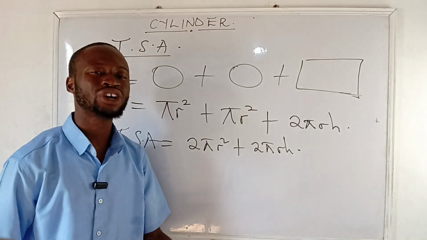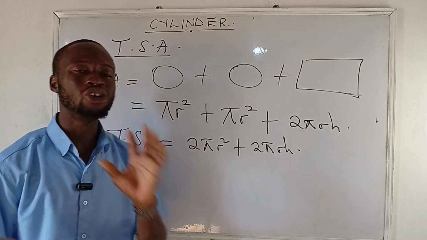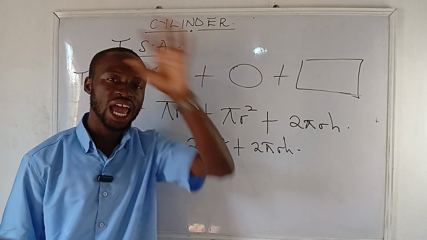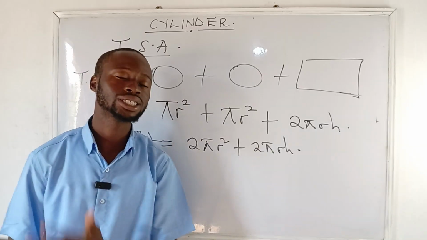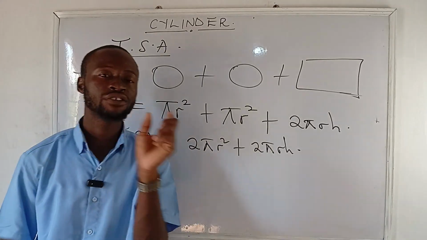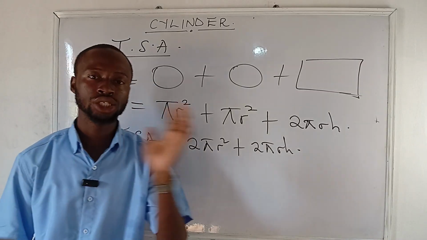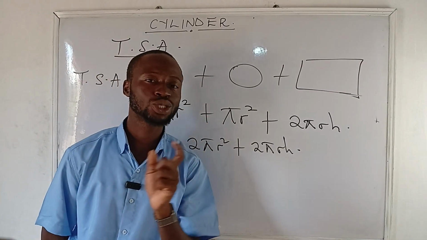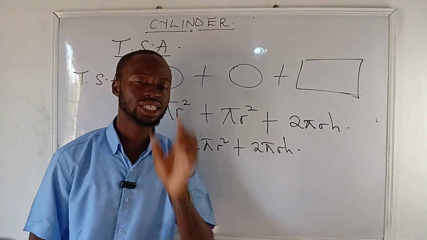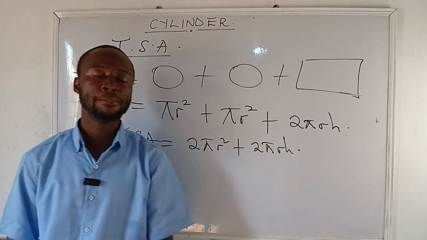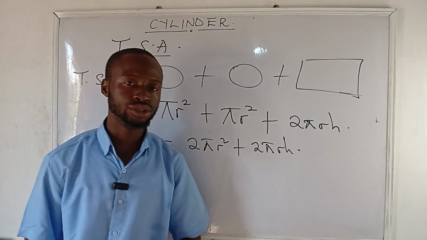So you need not cram everything. All you need to do is understand that the total surface area of a solid cylinder means the two circles and the rectangle. Then you know that you have pi r square plus pi r square, then the rectangle is 2 pi r h. Then you are done. You already know the formula. Then as well, open at one end or closed at one end means one circle is involved, and the rectangle, that will be pi r square plus 2 pi r h.